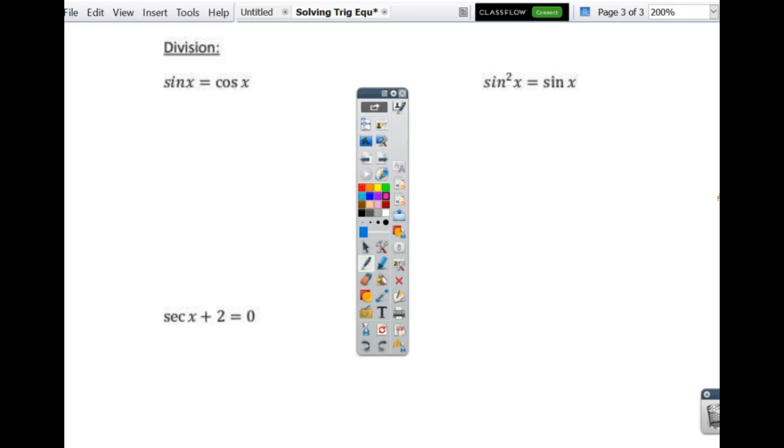This one, you have to subtract. Okay, and I'm going to do both of them, and I'll show you why you can't divide. So let's start this one. Let's divide both sides by cosine of x.